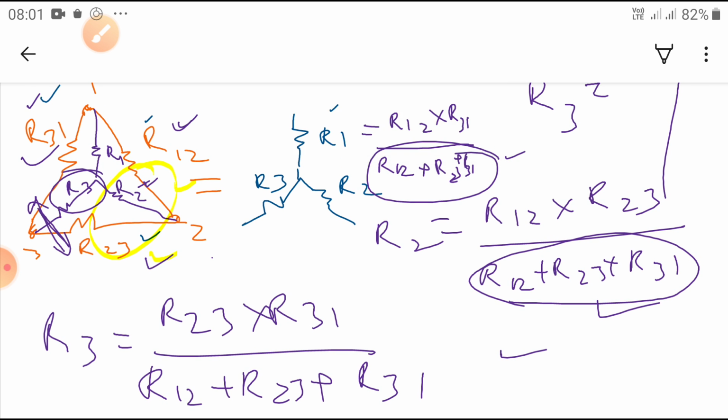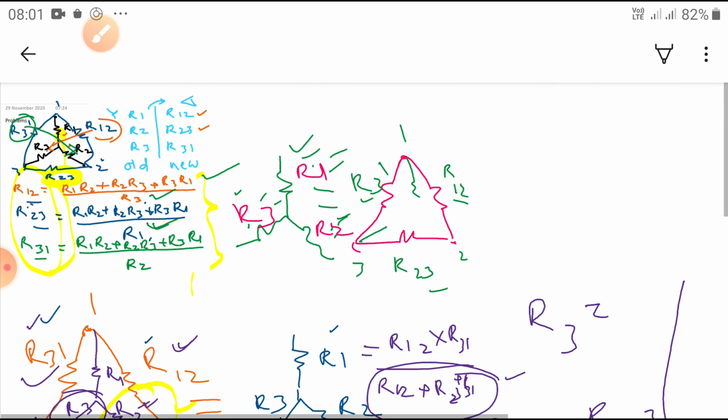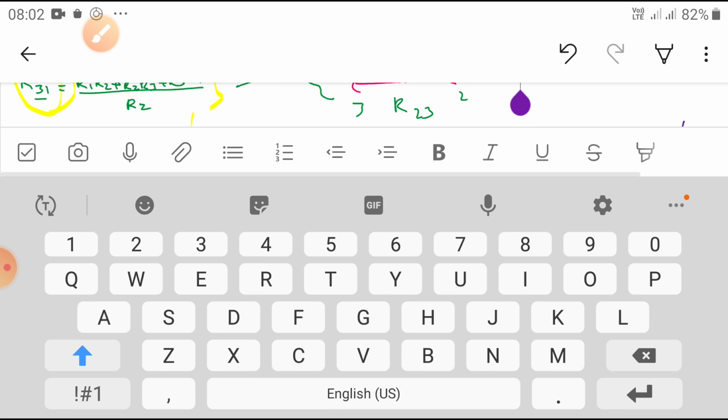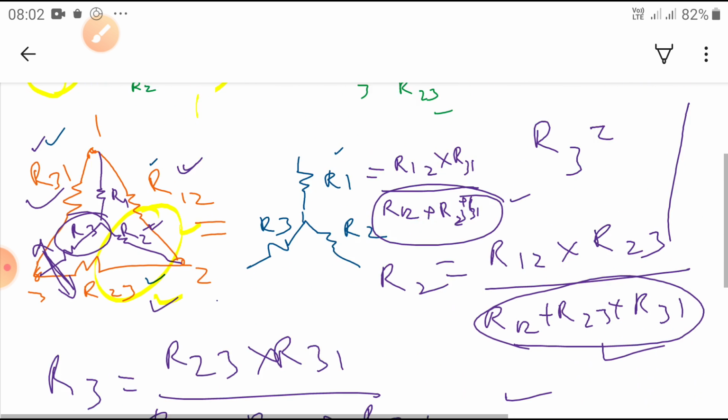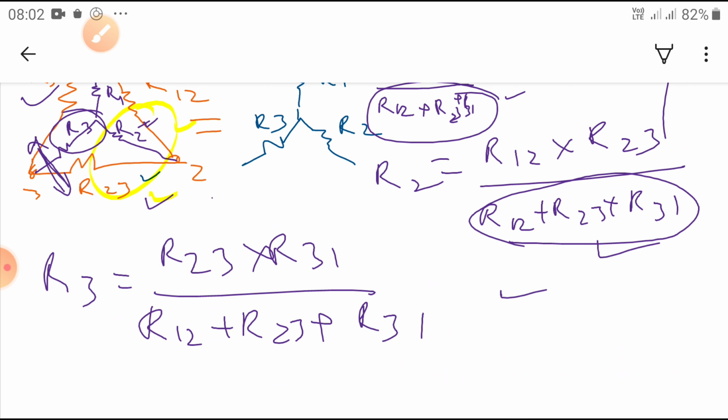Okay. So already we have seen these formulas: how to convert star values to delta values by writing the equations, and how to convert delta values to star values. Once again we get the same values. If you substitute the numeric values, we are going to get the same things. These are the basics we derived in previous classes. Now in this class we are going to substitute numerical values instead of R1, R2, R3, and likewise for R12, R23, R31. We will see whether, when a star-connected resistance is converted to delta, or delta converted to star, you get the same values or any differences.